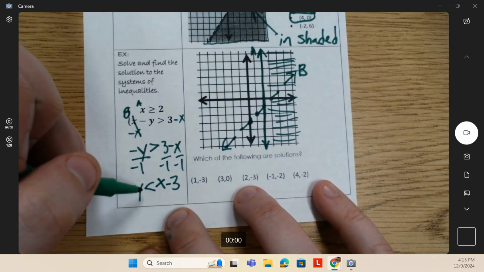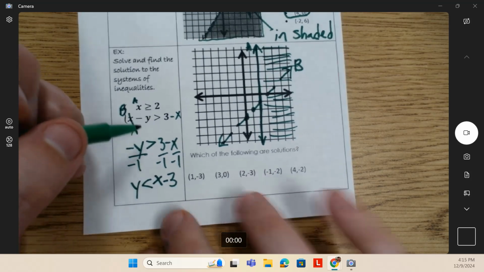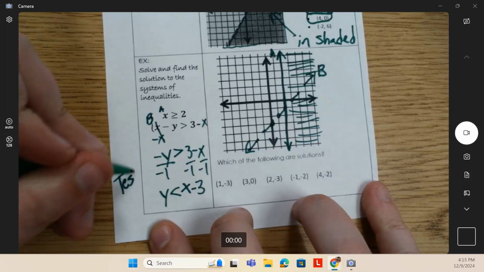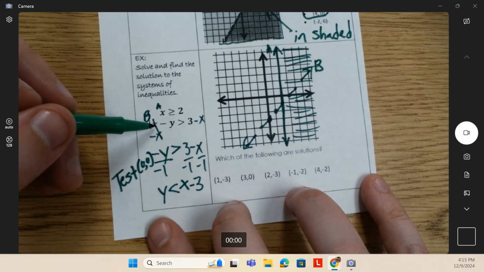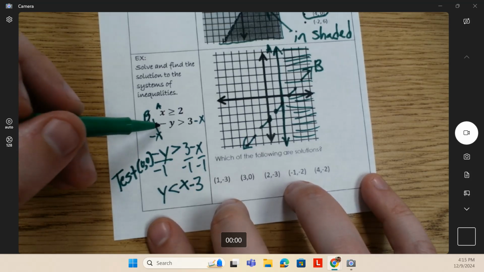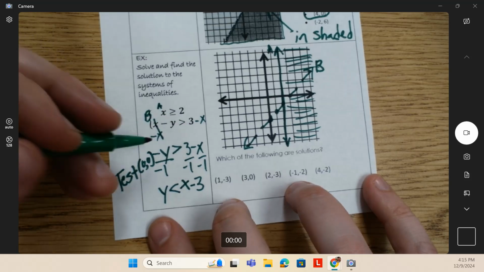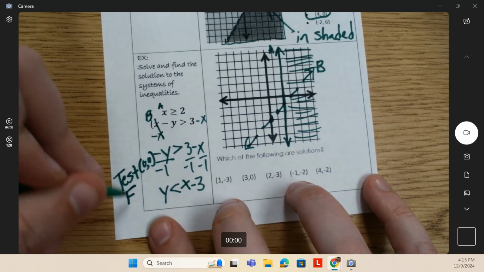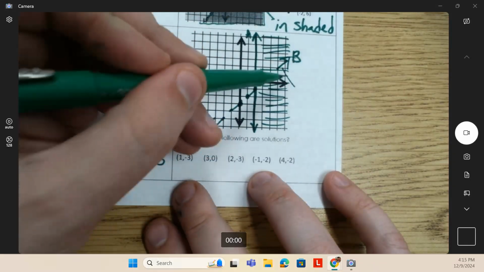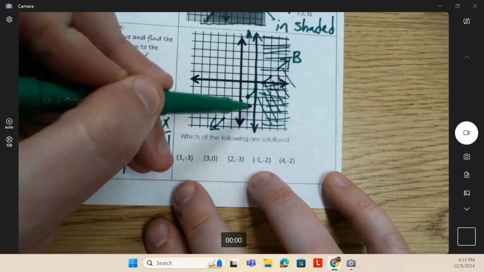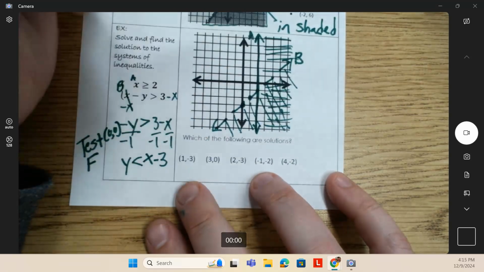Now deciding which way this goes, what I do is a quick test. So I'm going to test 0, 0. If I put in 0 for both of these, does it make it a true statement? 0 minus 0 is greater than 3. So 0 greater than 3, that is false. So that means the origin will not be shaded. So in other words, it's shaded down this way like this. So the part I'm looking for is right here where both are shaded.